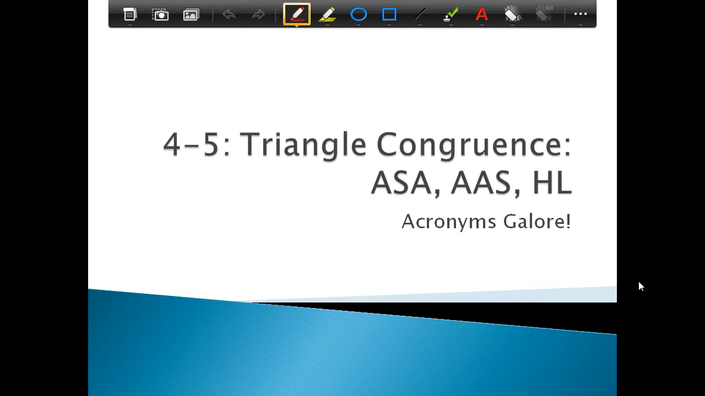Welcome back. This is 4-5 Triangle Congruence. Tonight we're going to learn about 3 new acronyms. We already have 2. We got SSS, we got SAS. Now we're going to add ASA, AAS, HL. We're going to have a whole lot of them, and there's going to be even more after this. So here we go. Let's get started.